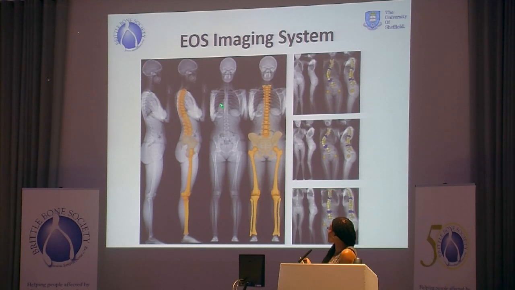And we can measure scoliosis, which is curvature of the spine. We can look at bowing of the limbs. And also you can detect the fractures as you would with standard radiographs.